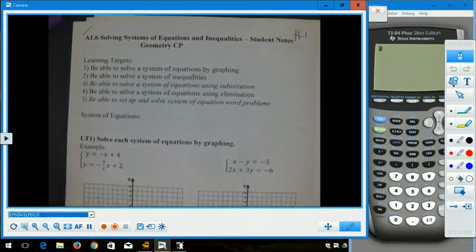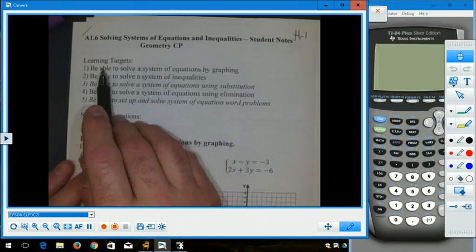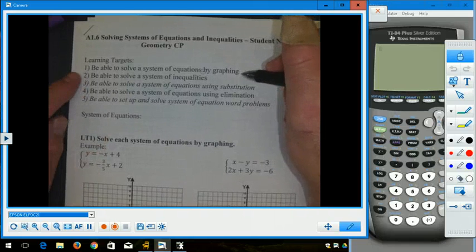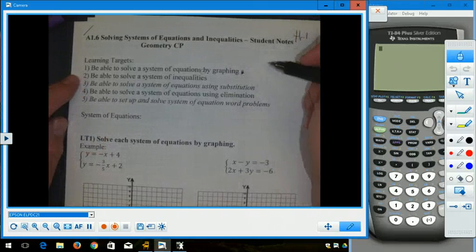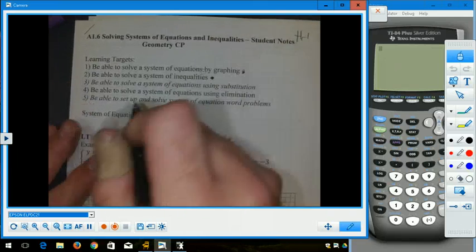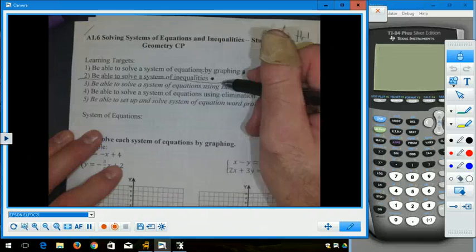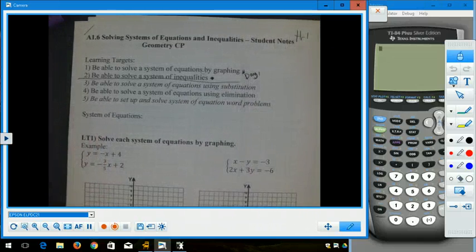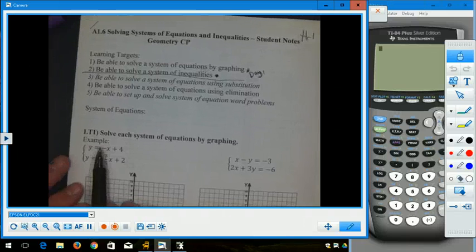1.6, solving systems of equations and inequalities. We're going to be solving by graphing for this. Today our focus, our learning target, is to be able to solve a system of linear equations by graphing. And our secondary learning target for day one is solving systems of inequalities, also by graphing. So this is day one of Calc-Path Geometry, lesson 1.6.